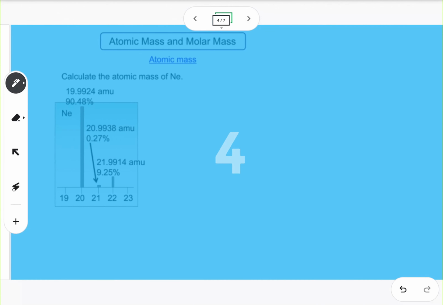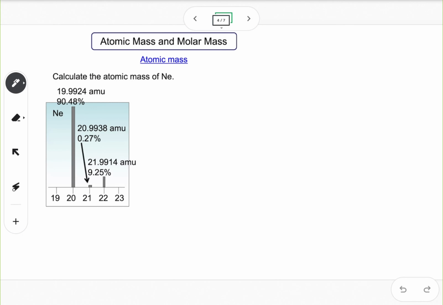One more example about the calculation. This time it's neon. Neon has 3 isotopes: this one here, this one here, this one here. The atomic mass and the natural abundance of each isotope have been given. So let's do the calculation. According to what we saw in the previous slide, we know the calculation equation, so let's set it up.